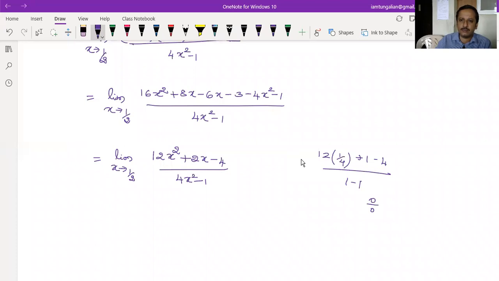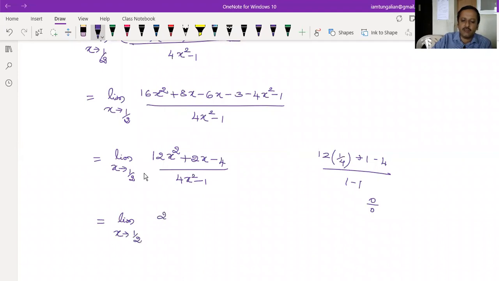0 by 0. 0 by 0 is an indeterminate form, and now we can use L'Hospital's Rule. So it is of the form 0 by 0, so I will use L'Hospital's Rule. So the limit tends to 1 by 2.